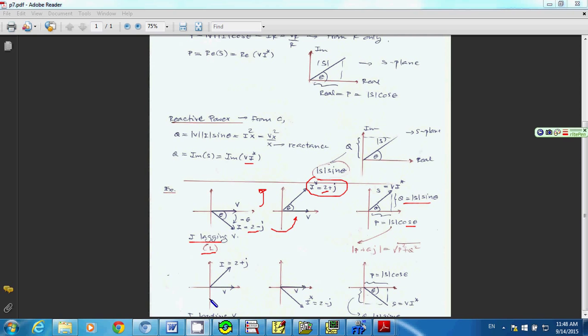And the same thing for a capacitor, you have current leading voltage. This is the current leading voltage, right? And you're looking for I complex conjugate. I have 2 minus J. And you do the same thing to find the real power and the reactive power.